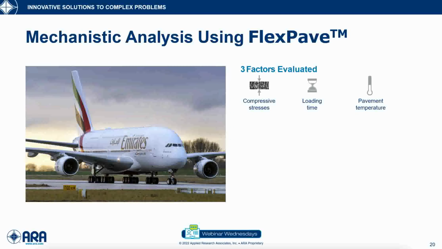Whenever we want to do the mechanistic analysis, we need to know what factors we need to look at and evaluate. Three important factors are the compressive stresses that the airplanes impart on the pavement surface, the loading time or the speed of the aircraft, meaning how much time that weight is being applied on the pavement, and what the pavement temperature is. So we need to evaluate these three factors in our analysis.